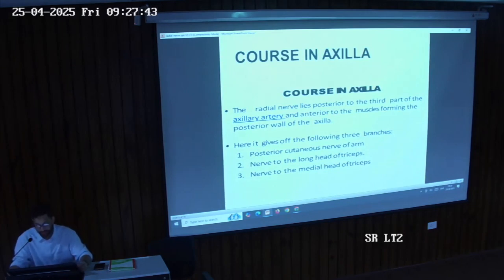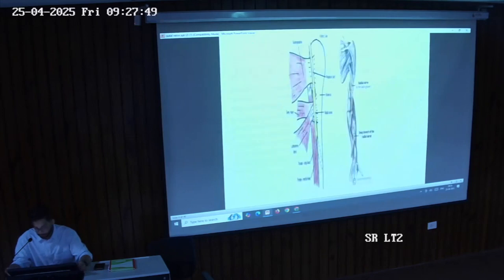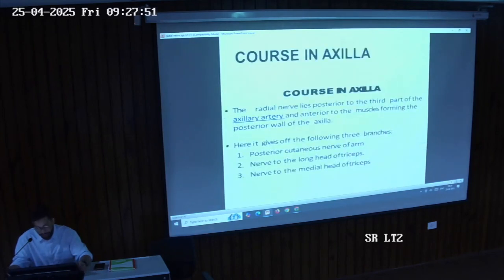The course in the axilla: the radial nerve lies posterior to the third part of the axillary artery and anterior to the muscles forming the posterior wall of the axilla. It gives off three branches: the posterior cutaneous nerve of the arm, the nerve to the long head of the triceps, and the nerve to the medial head of the triceps.